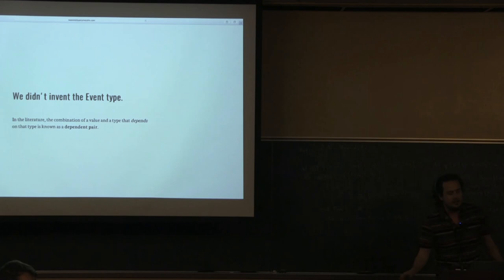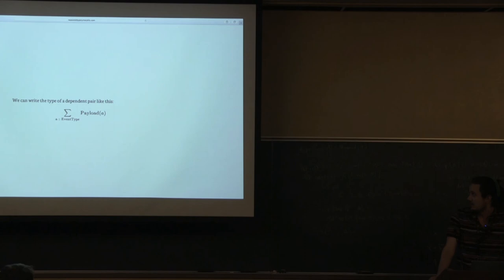And so in the literature, this is known as a dependent pair, which is kind of neat. We just kind of bumbled our way through it and came up with something that is in the literature, which implies we didn't invent this thing, we discovered it. Pretty cool. And in the literature, this thing is written as this spooky looking math Greek thing: some sigma over A of event type of payload A.